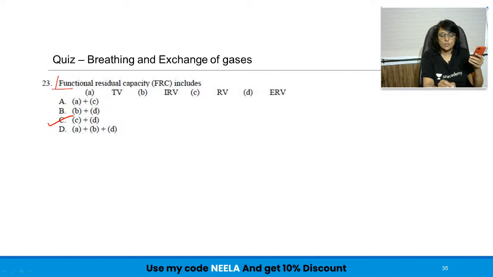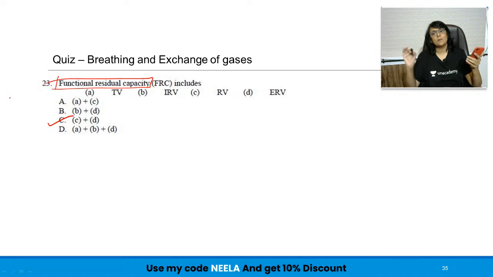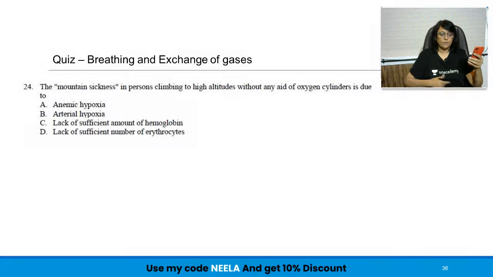What is functional residual capacity? That means in the normal case, how much is the residual volume of air? Residual volume is there which cannot be exhaled no matter what you do. And this can be exhaled only forcefully, that is expiratory reserve volume. So if you combine this, that means this much air is always there in your lungs if you're doing normal breathing. Okay? 24th question.